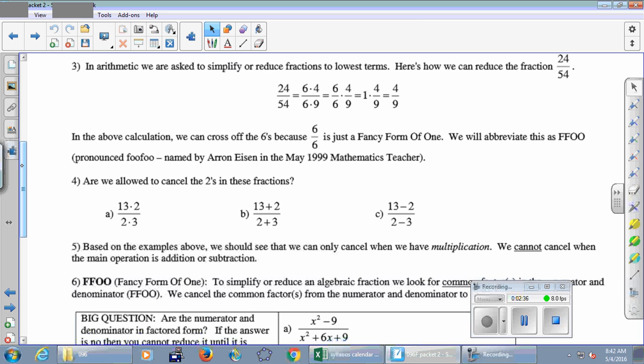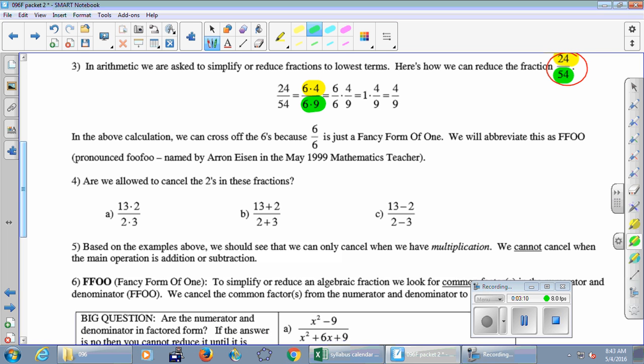All right, so number 3 talks about reducing this fraction 24 over 54. So every time we do something new with these fractions with variables, we're going to first remind ourselves, how did it work when the fractions had just numbers? And it's going to work exactly the same way when they're variables. So what number goes into both 24 and 54? 6 goes into both, right? 24 is really 6 times 4. So 24 has become 6 times 4. 54 is really 6 times 9.